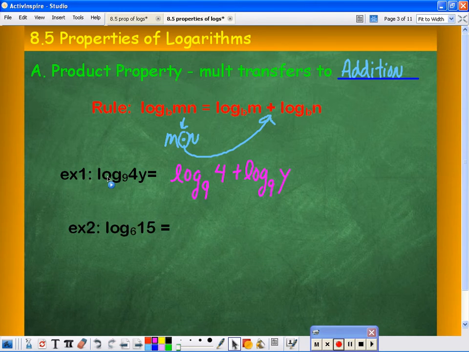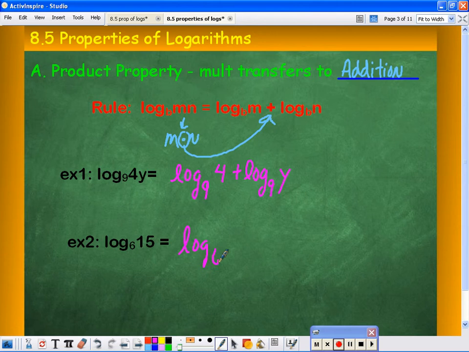What if I had log base 6 of 15? Now think about this. How can I break apart that 15 so that I have factors that I can work with? Create some factors. Maybe 3 and 5? 3 and 5. So I can do log base 6 of 3 plus log base 6 of 5. That's it for multiplying logs. That's our start with that.